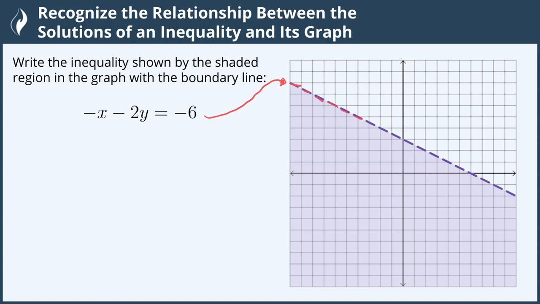This means that we are working with a less than or a greater than sign. If we have a less than or equal to or greater than or equal to, the boundary line would be solid, so we don't need to worry about these. It will either be less than or greater than.